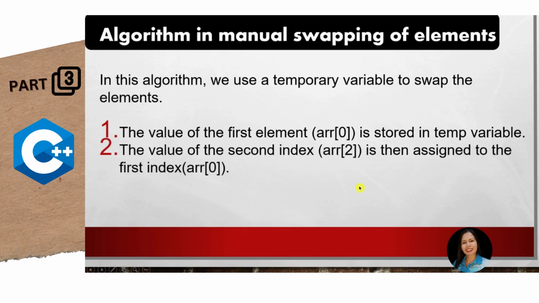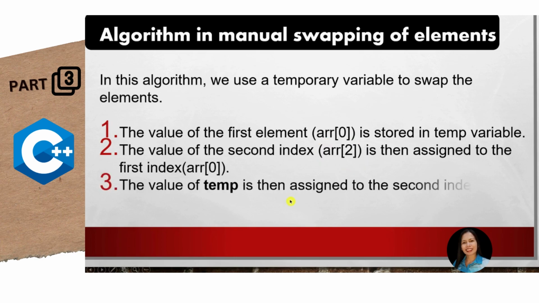Second step, the value in the second index, whatever the value for this is, we will assign to the first index, so we have to swap it. And step 3, the value for the temporary, wherein we temporarily assigned it, will be assigned to the second index, which is referring to this variable.